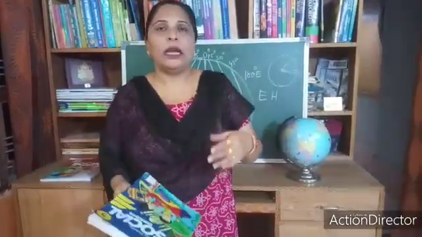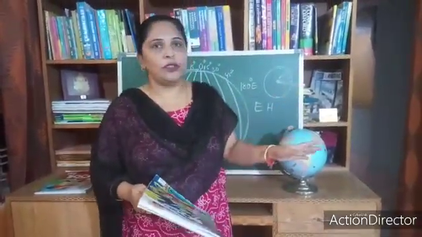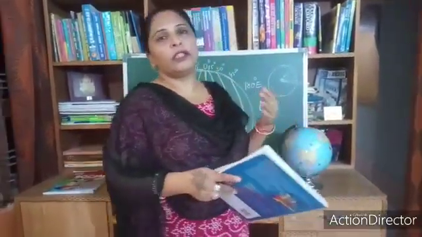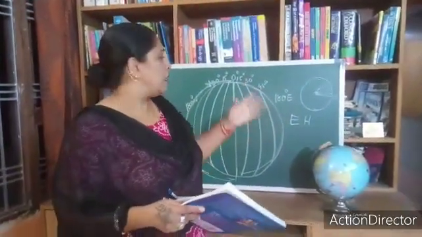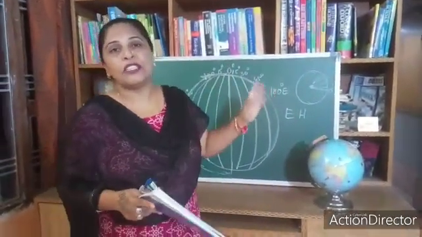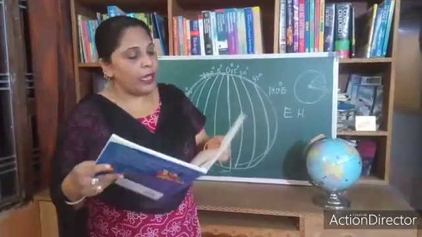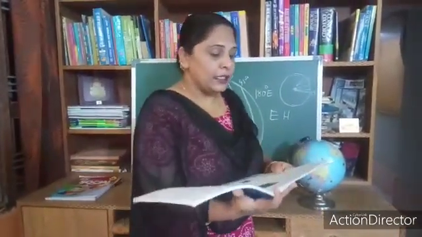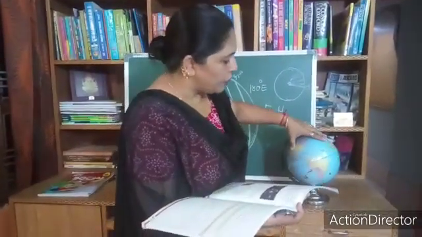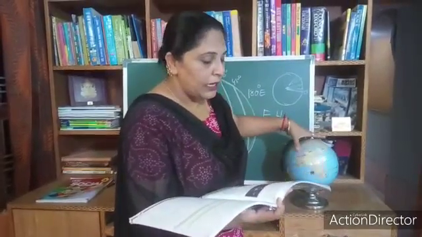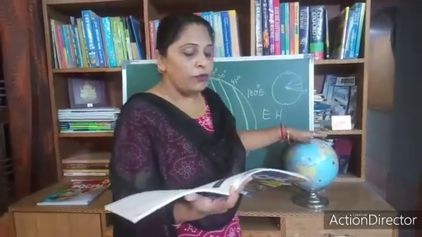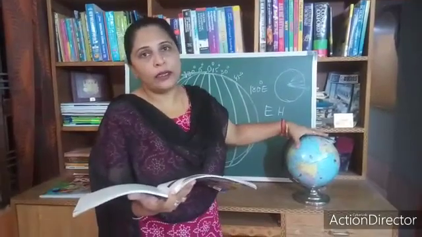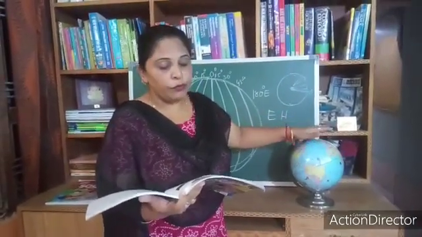Longitude and time: our time depends a lot on longitudes. The watch we use to find the time, the timing system, is based on longitude. The earth rotates on its axis from west to east, like this, and it takes 24 hours to complete one round. You know that the rotation takes 24 hours.